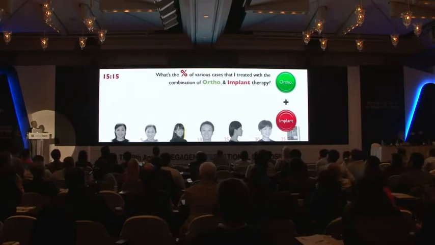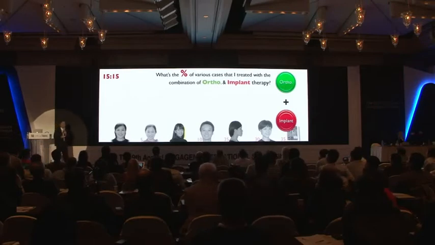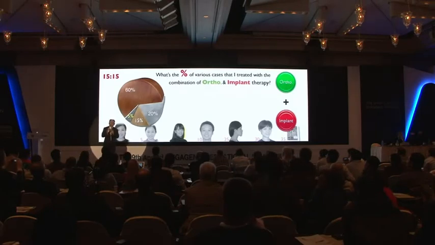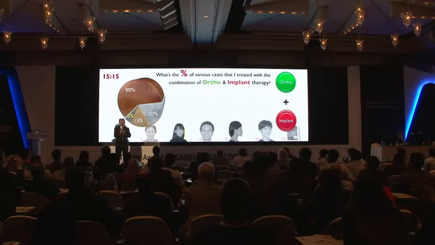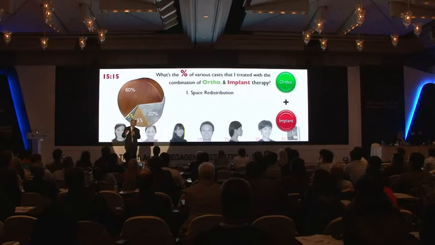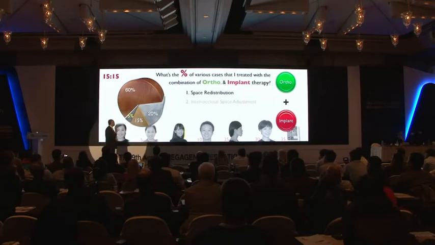So what's the percentage of cases that I treat with a combination of ortho and implant therapy? I did a survey and found a very interesting pie chart. The reason why I like a pie chart is I can give you the roadmap, so you know where I'm going. First, I figured out that 60% of my cases just need space redistribution, which is easy, using power chain. And 20% we are dealing with interocclusal space adjustment.